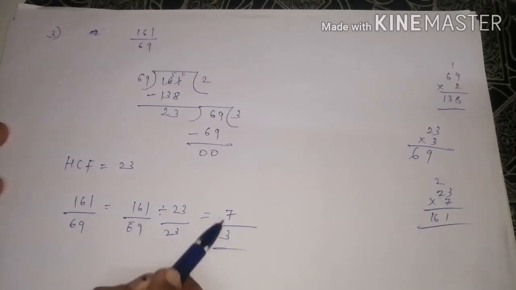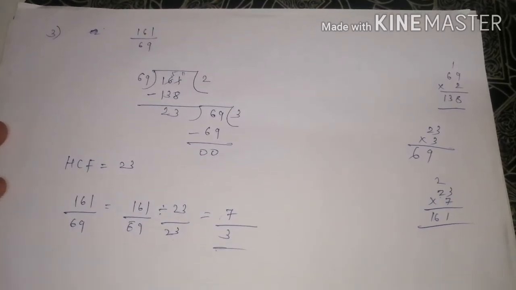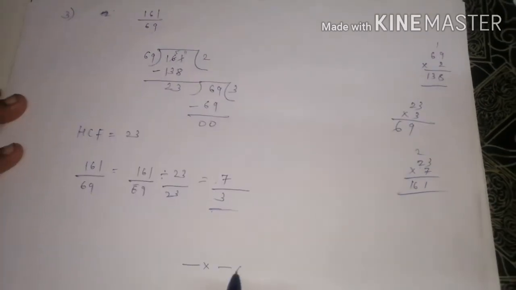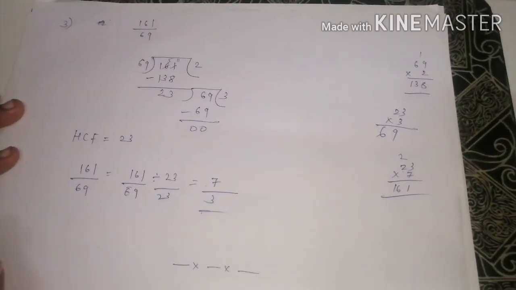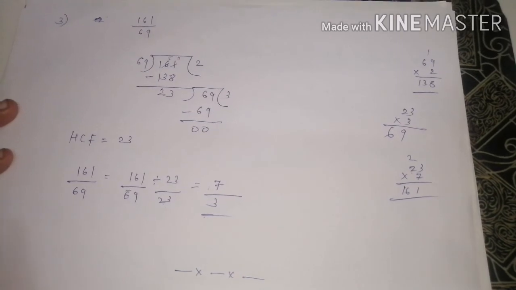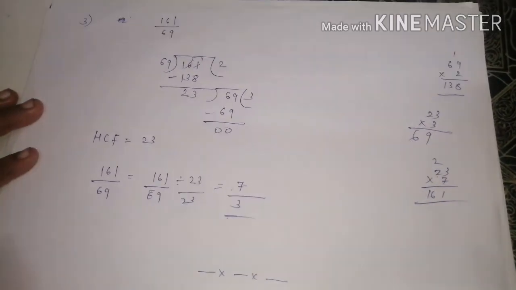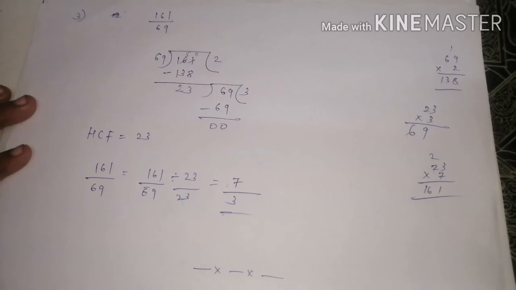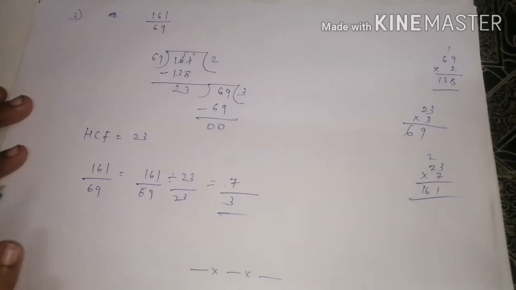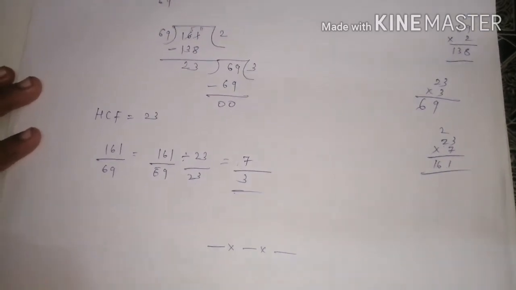So what is your simplest form? 7 by 3. So children, we have completed our practice set 12. Successfully we have completed 10, 11 and 12. Two more practice sets are remaining, LCM, practice set 13 and practice set 14. So till then, practice all the practice sets very well. Till then, goodbye.